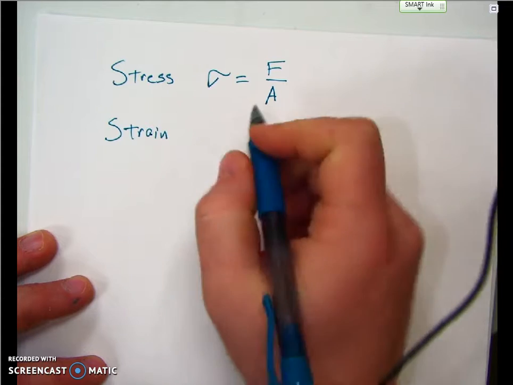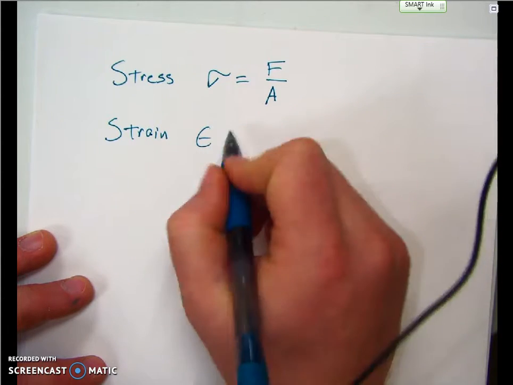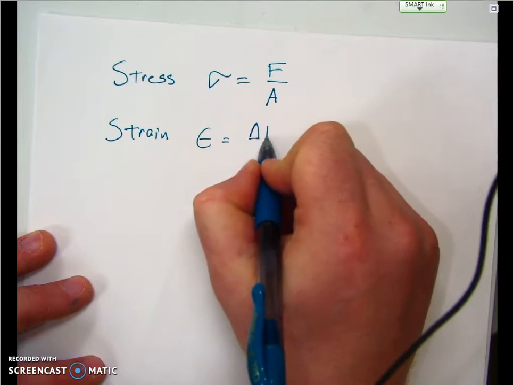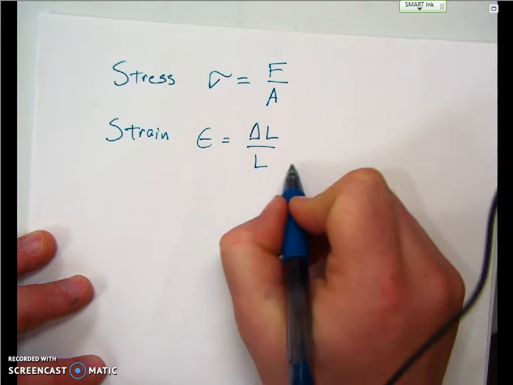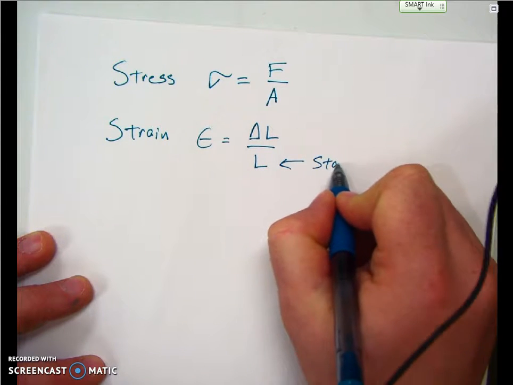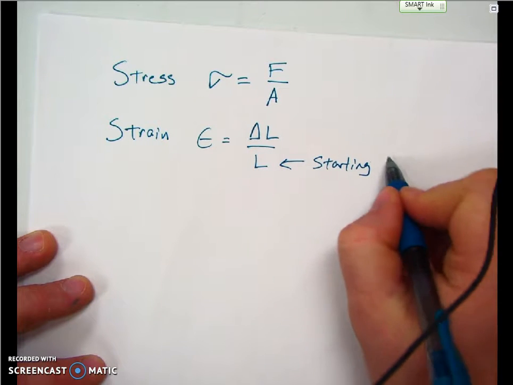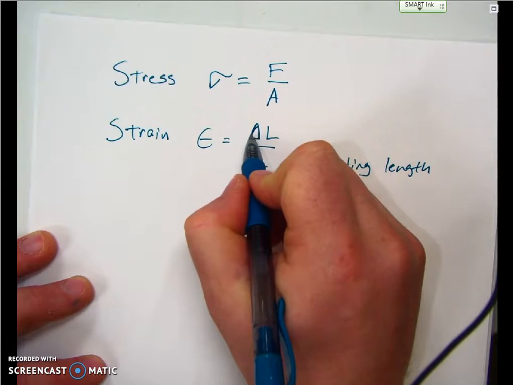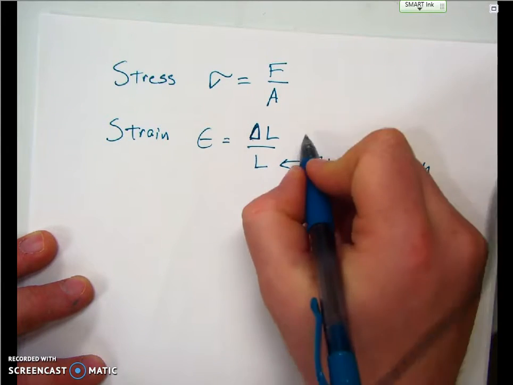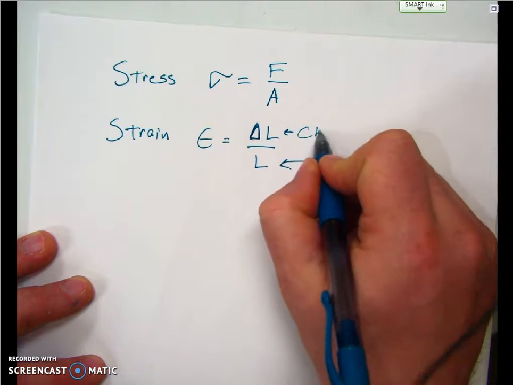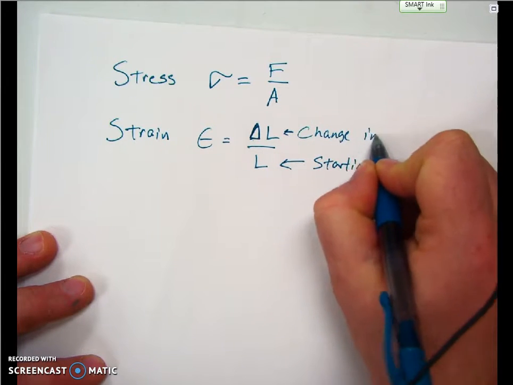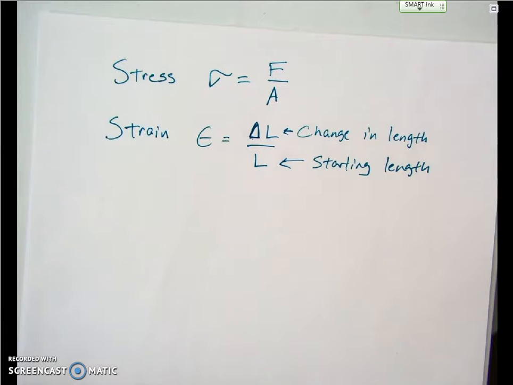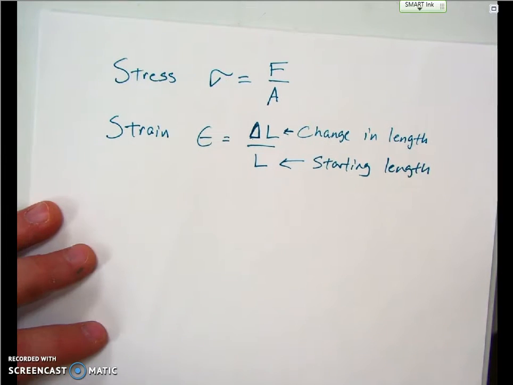And so the equation I'm going to use for that is epsilon, that's that little symbol here, equals the change in length over the original length. So this L is going to be my starting length. And this delta, this little triangle symbol here, in physics that typically just means a change. And so I'm going to call this my change in length. Again, that could be squishing something together to make it smaller, or stretching it out to make it longer. Either way, that's a change in length.